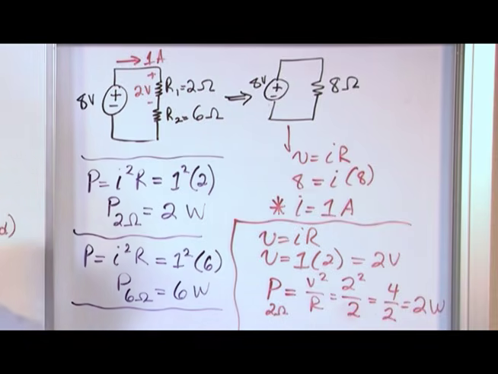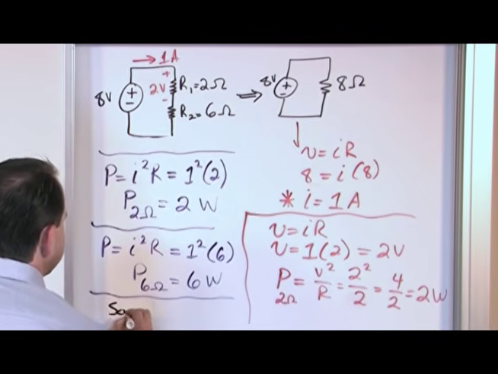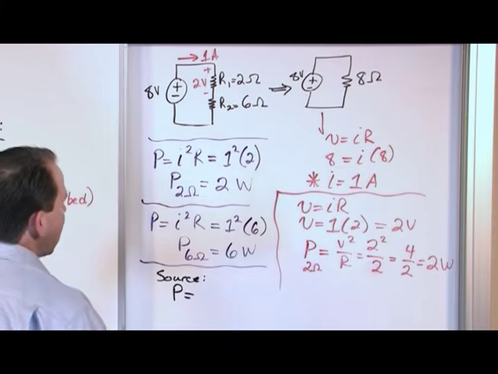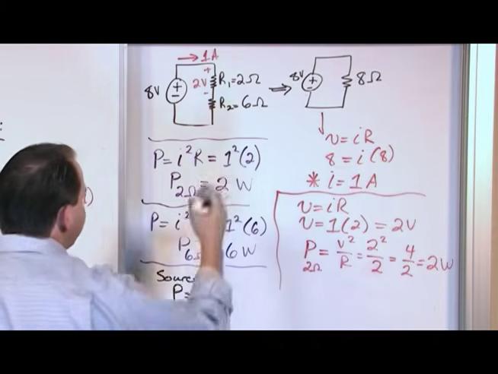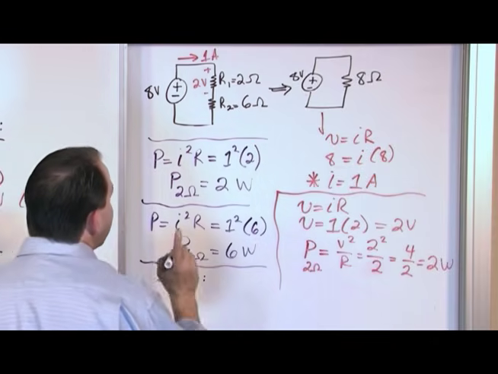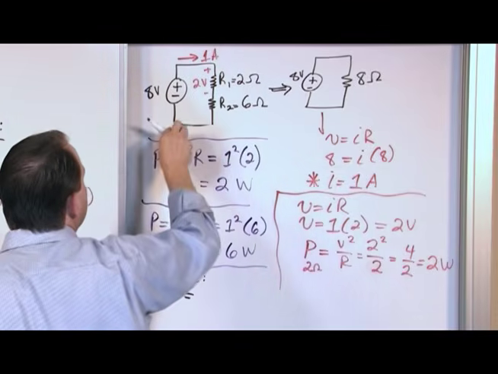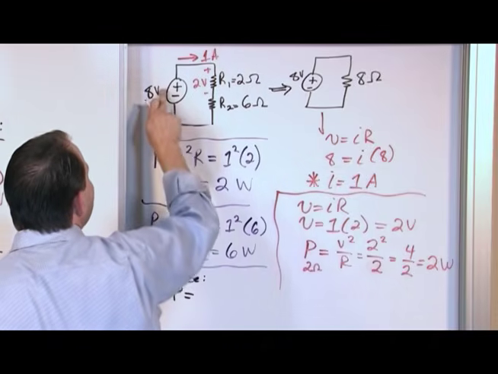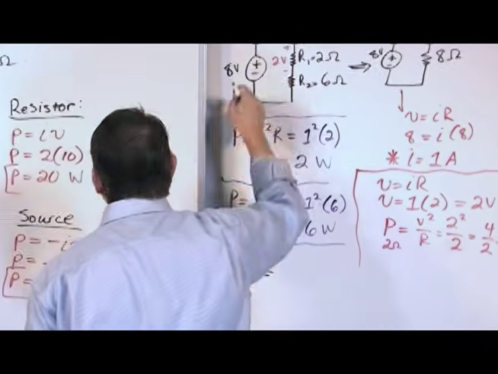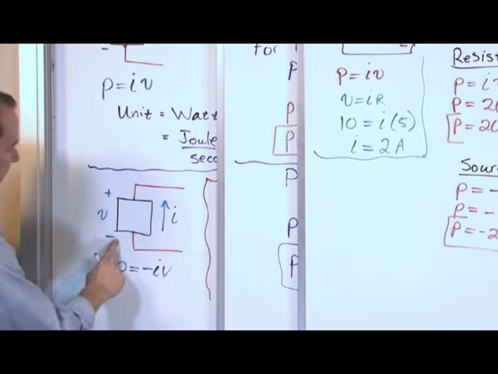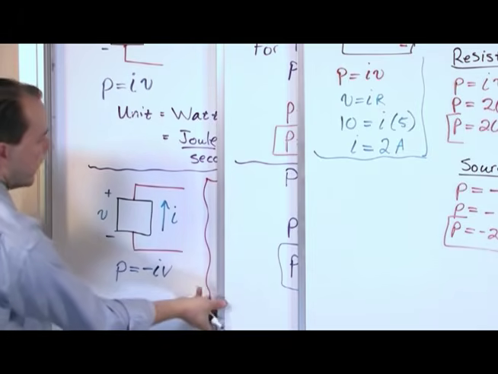So let's figure it out. Let me change colors, and we'll say for the source, P is equal to, we can't use I squared R, there's no resistance here, we have to use IV. But we need to be careful about the sign. The current's coming down, going over, going up. The current is going against the grain. It's going from negative to positive. We've talked about that many times. When the current goes from negative to positive, we put a negative sign in.